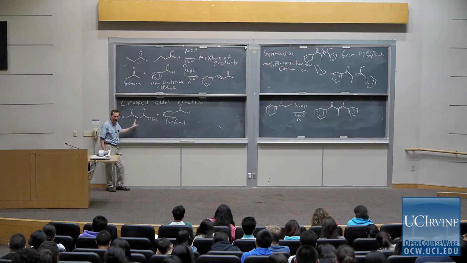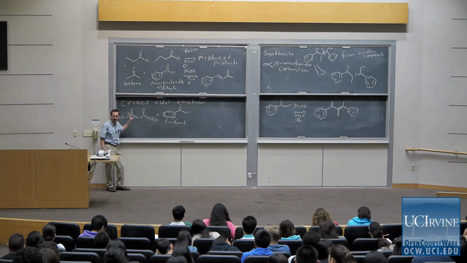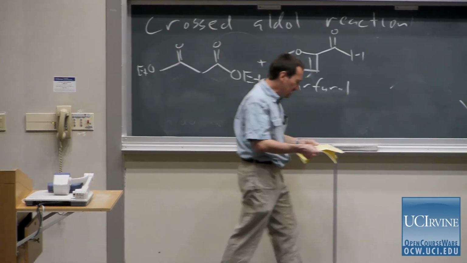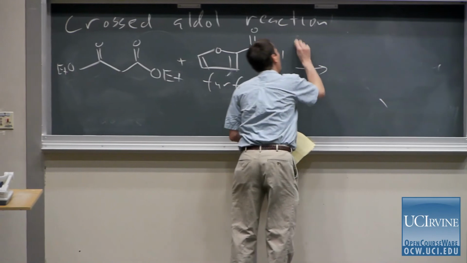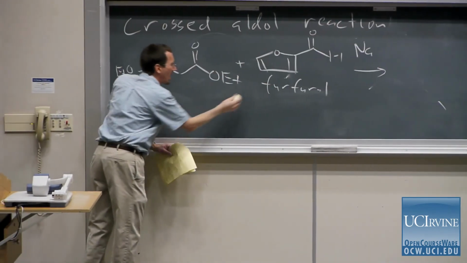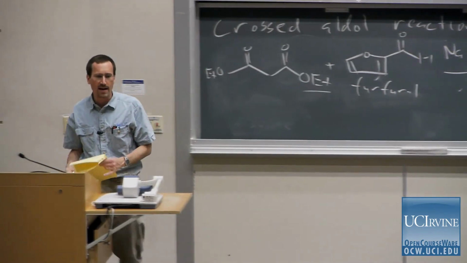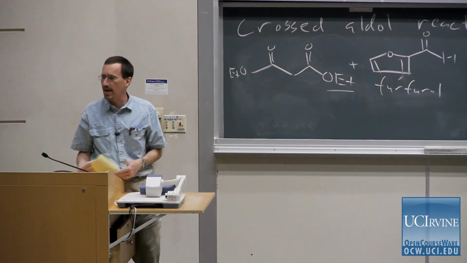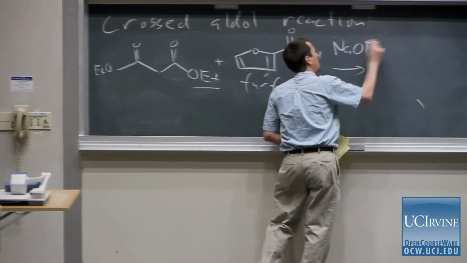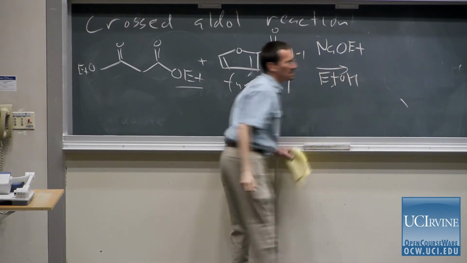Imagine mixing this highly enolizable 1,3-dicarbonyl compound, pKa 13, and furfural, and some base. The only difference is I don't want to use sodium hydroxide. I don't want hydroxide anywhere because I have ester groups. If I use hydroxide, I'm going to hydrolyze my esters and get carboxylate. So I'll take sodium ethoxide in ethanol, another favorite solvent-base combination.